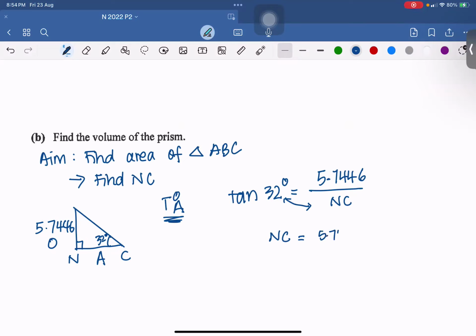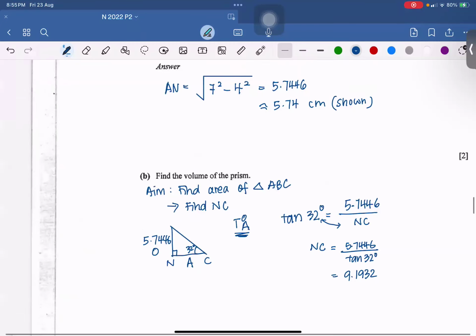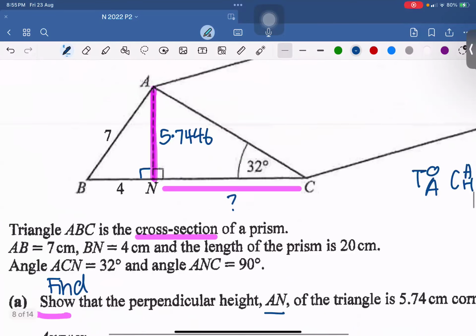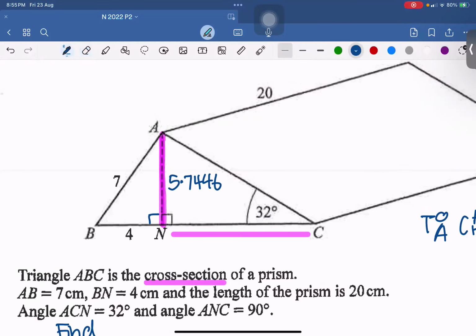Then 5.7446, then tangent 32 goes below. And I get my answer 9.1932. And round it off 9. Wait. It's not the final answer. So I'm not going to round off. Okay, I'm not going to round off. It's not my final answer. 9.1932. So this means I update my diagram again.